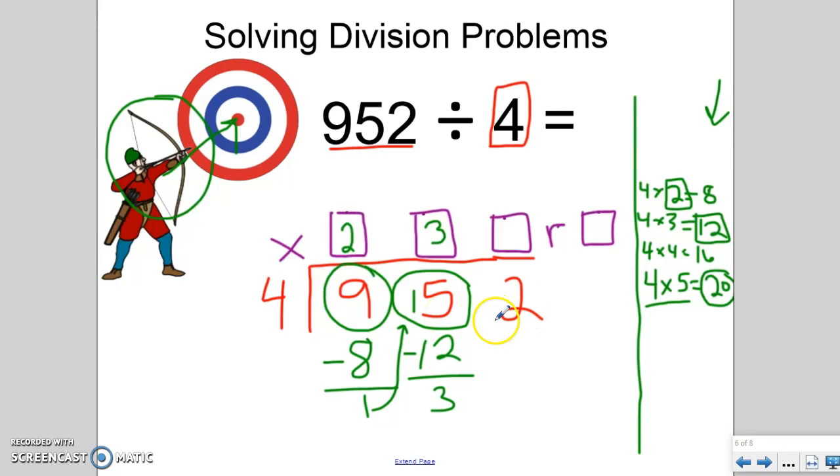So again, I can't start my new target yet, and this is my leftovers, but I'm not ready for my remainder. I still have another digit in my answer. So I'm going to take that 3 and I'm going to throw it up here to create my new target.